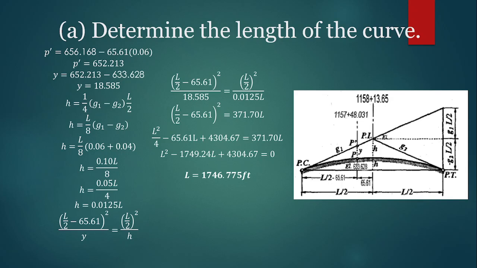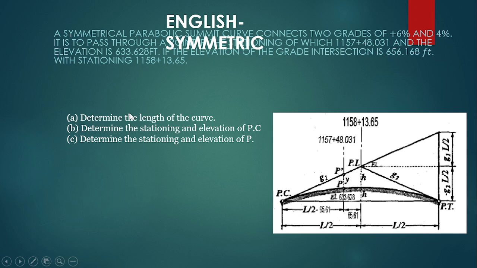Ito, same problem. Iniba lang yung mga given. So, ayun yung naging result, L. Pero same process lang. Iniba lang natin yung value nito. Nag-iba lang yung value nitong P prime natin. And, syempre, yung L. I mean R.